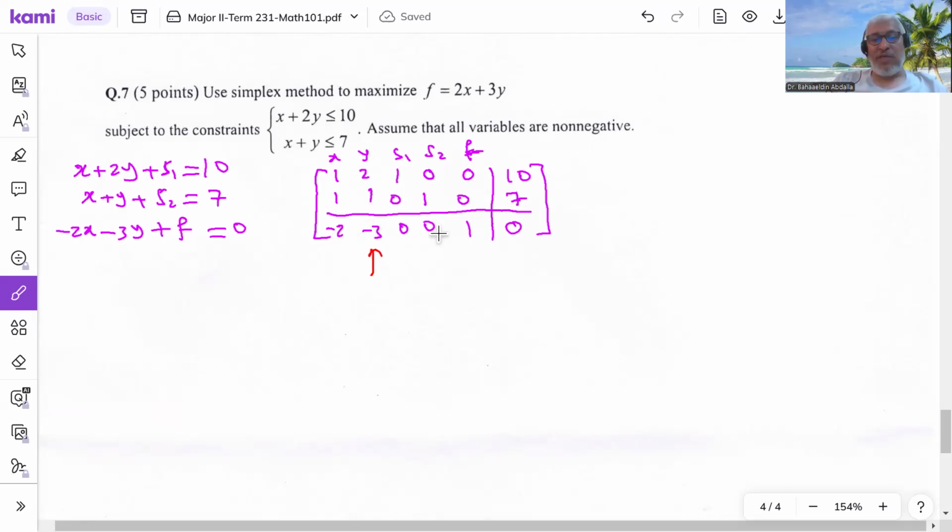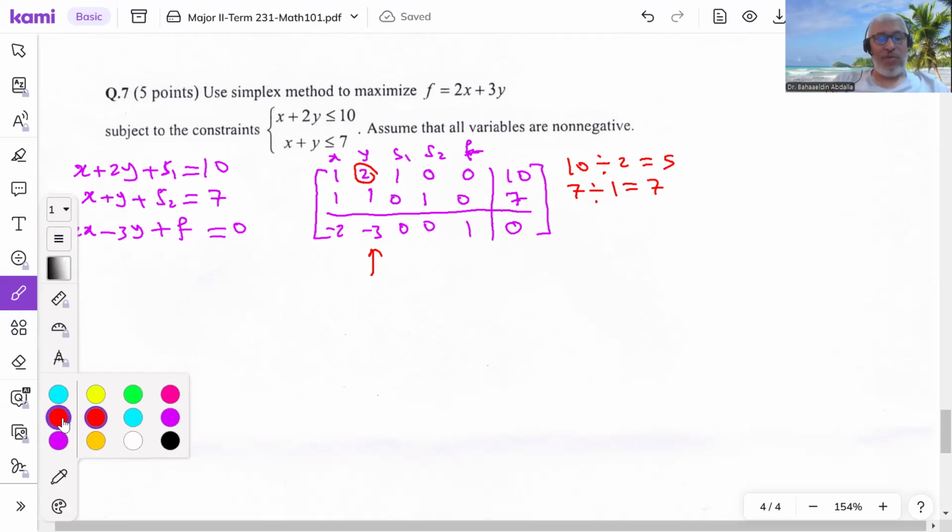So the pivot entry cannot be from the objective row. It has to be one of these two now. If these numbers are negative or 0, then they cannot be pivot entries, but both are positive. That's good. So how to determine which one of them is the pivot entry? I divide this number, which is 10, by 2. The answer is 5. Then I divide 7 by 1. The answer is 7. Which is smaller? 5. So this number is the pivot entry.